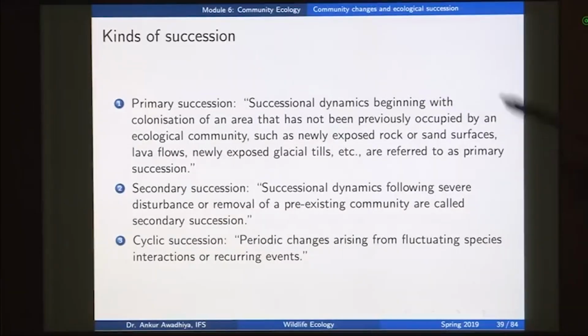So, primary succession is succession in an area which never had any community. A secondary succession is an area which had a community, but everybody died off, and a cyclic succession is a succession that occurs in an area with some recurring events.